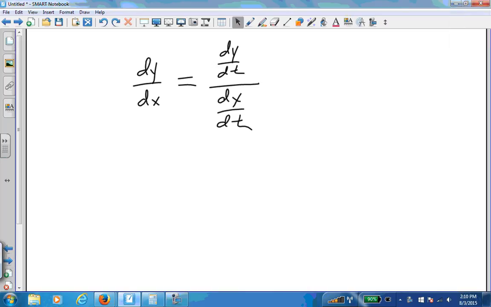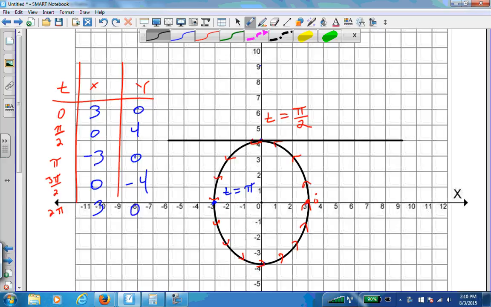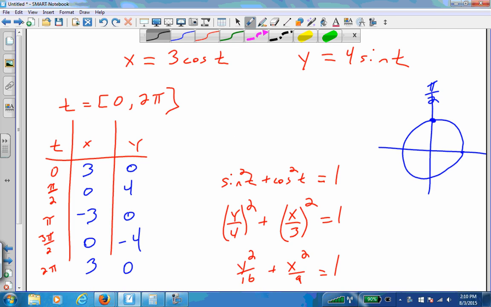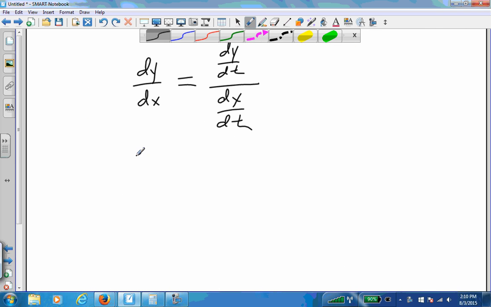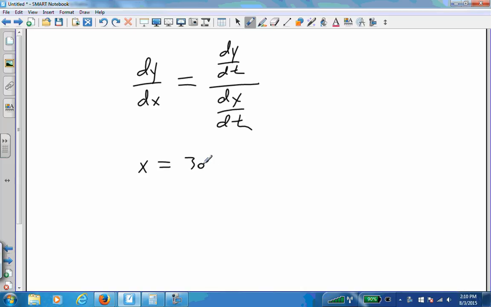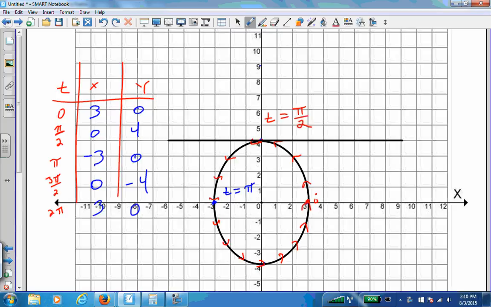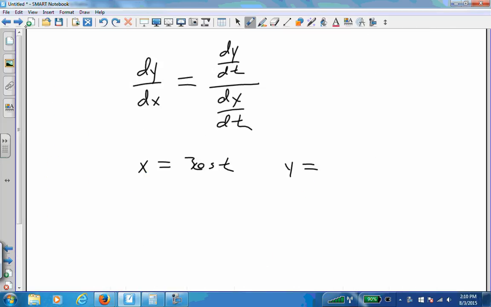So if we want to find the slope of a parametric equation, then we take the derivative with respect to our parameter of the y, over the derivative with respect to our parameter of the x. So if we look at this one, x was 3 cosine t, and y was 4 sine t.